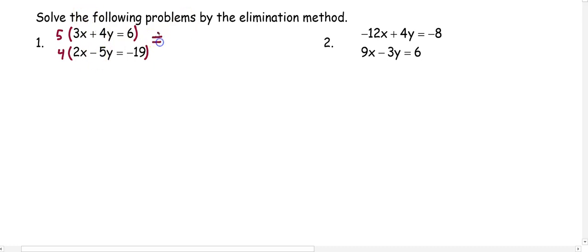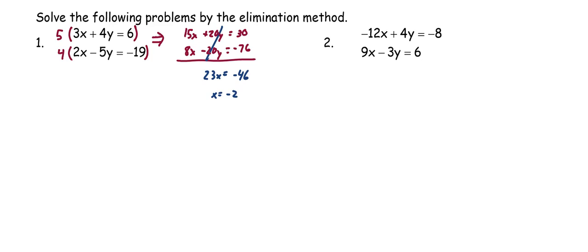So when you multiply, remember everything in that equation gets multiplied, so 15x plus 20y equals 30, and 8x minus 20y equals -76. So when I add straight down now, my y's are going to cancel out because I have 20 and -20. So I get 23x equals -46. Divide by 23, x is -2.